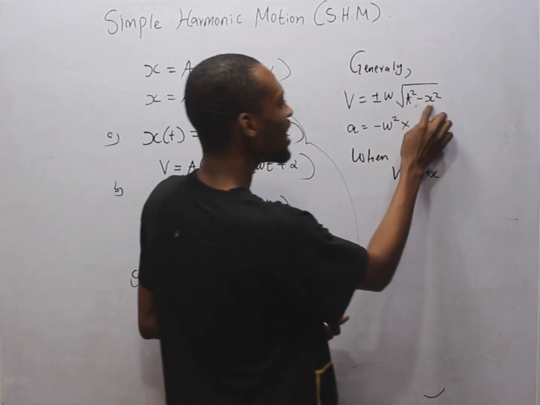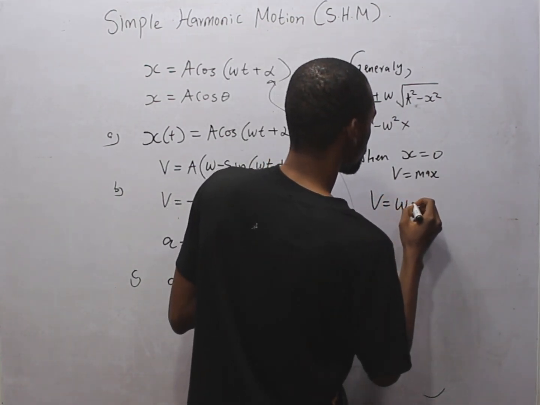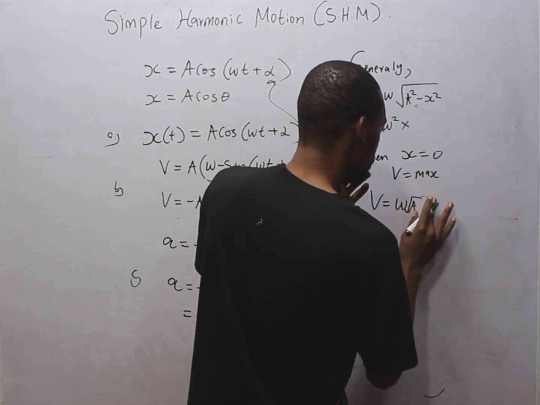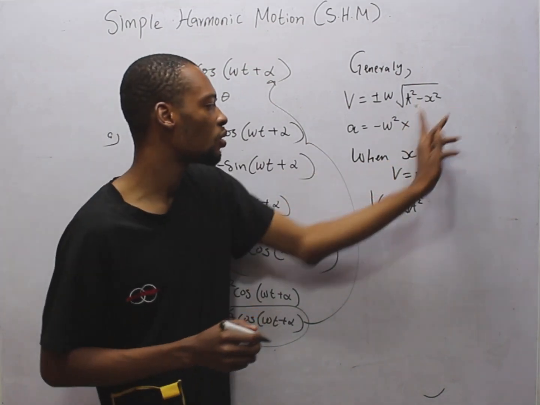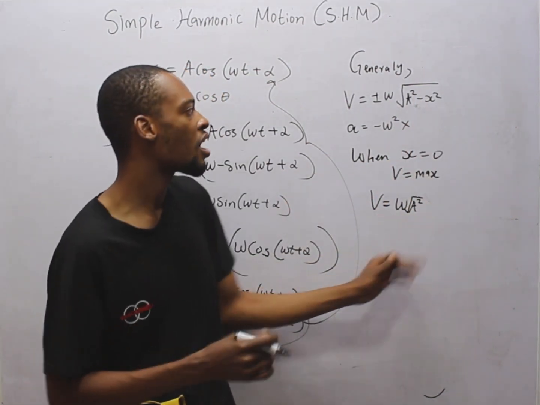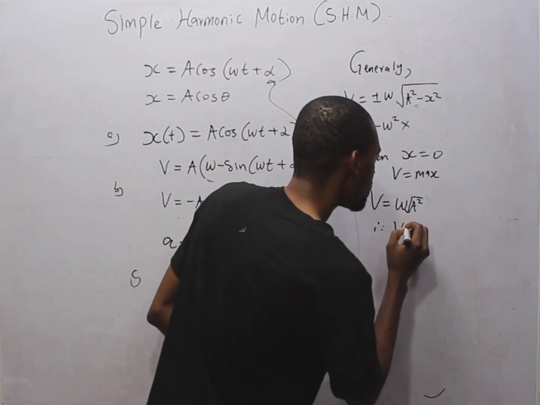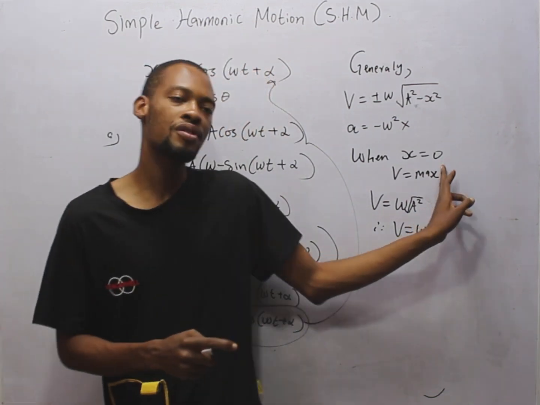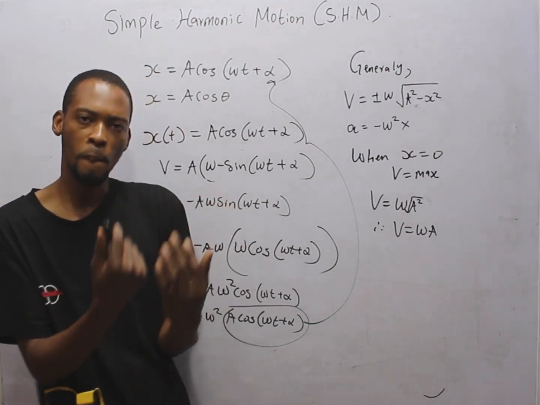So if S is 0, V equals W times the square root of A squared. Since S is 0, velocity is maximum, giving you W times the square root of A squared, and the square root of A squared is simply A. Therefore, V equals WA. At displacement equal to 0, velocity equals WA in simple harmonic motion.